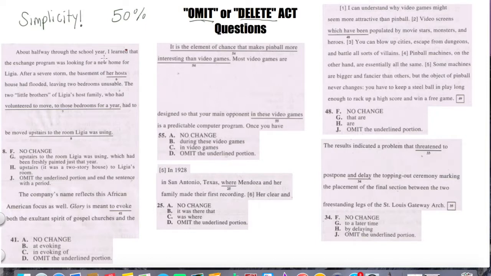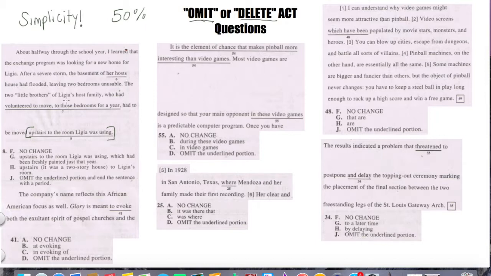Okay, about halfway through the school year, I learned that the exchange program was looking for a new home for Lygia. After a severe storm, the basement of her host's house had flooded, leaving 2 bedrooms unusable. The 2 little brothers of Lygia's host family, who had volunteered to move to those bedrooms for a year, had to be moved upstairs to the room Lygia was using. Now, typically we wouldn't have read all that, but because we would have answered 6 and 7, we would have had the context necessary to answer 8 without having read it again. Now, what we're being asked is, should we get rid of this part or should we leave it?